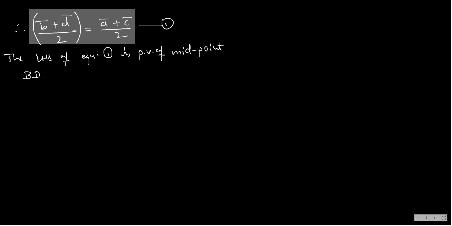You have to agree to this. Why? Because B bar plus D bar by 2 is nothing but the position vector of the midpoint of segment BD. Now just imagine you have BD here. Let me draw BD.